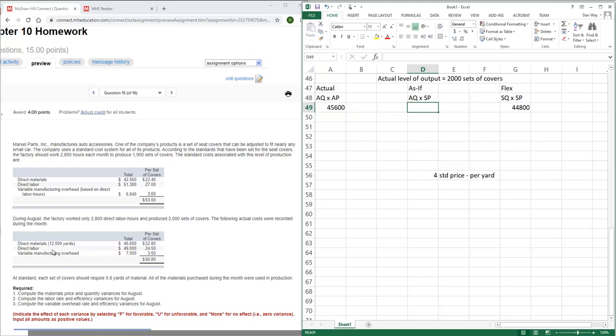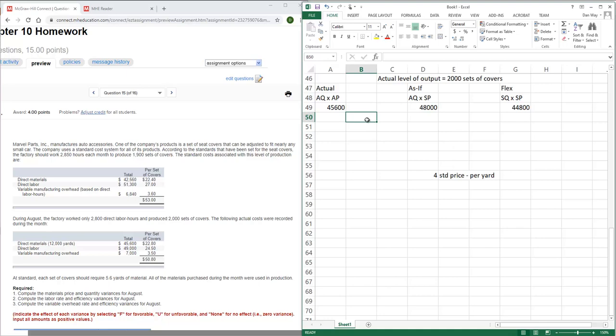So we were told again that the direct materials in total used were 12,000 yards. So that's my actual quantity. I don't have to consider the output separately because I know what the actual amount of the input used was. 12,000 yards times a standard price of $4 per yard that we'd calculated at the very beginning would mean a total of $48,000. So now I have enough to calculate all of my materials variances.